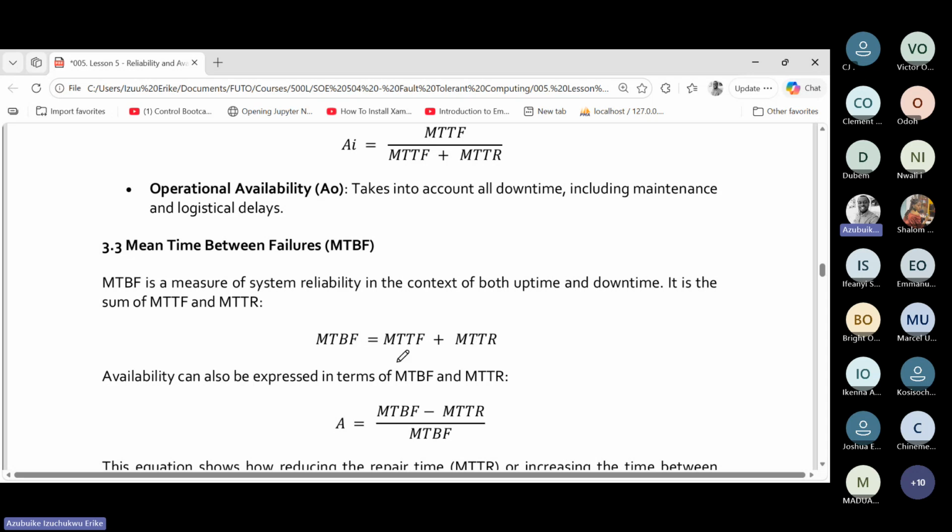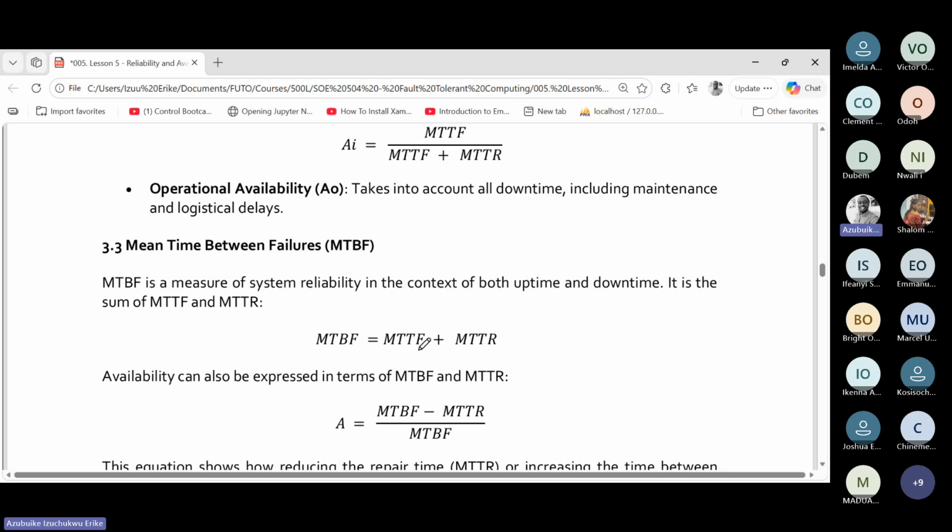All right. So when we talk about availability, it can also be expressed in terms of MTBF, that's mean time between failure, and the MTTR. Now, what does that mean? If we want to talk about availability in the context of MTBF and MTTR, what are we going to say? That MTTF is going to be equal to MTBF minus MTTR.